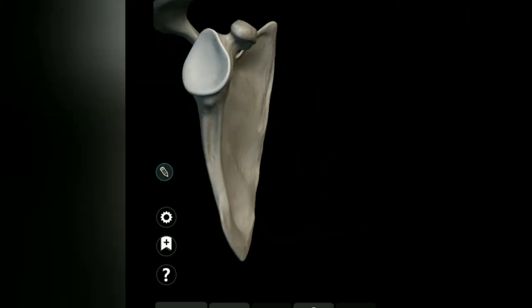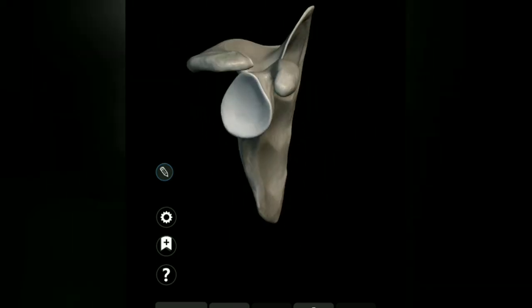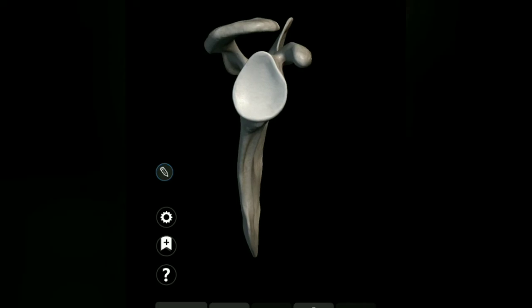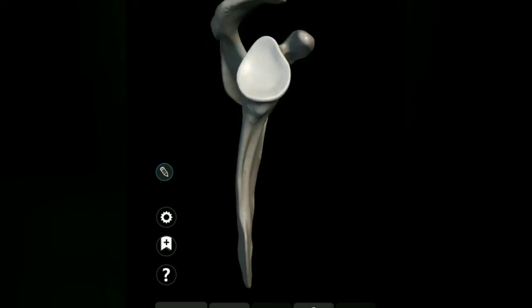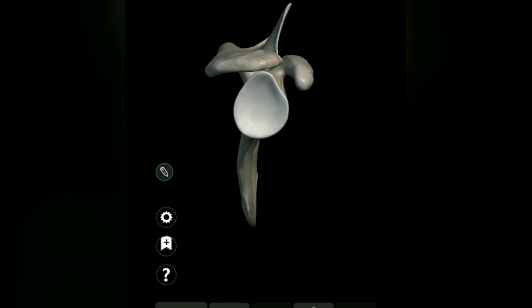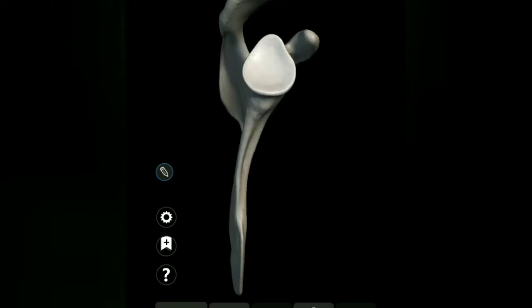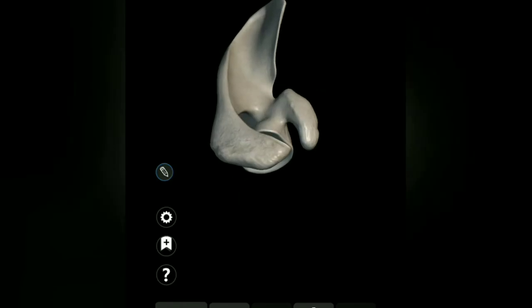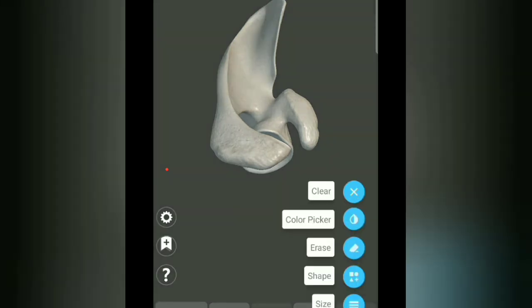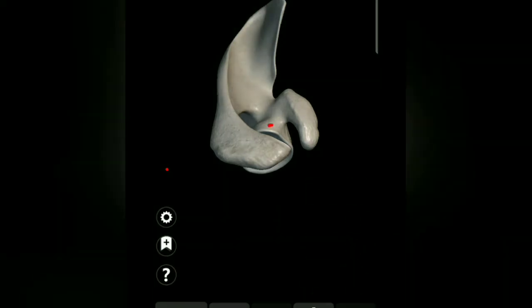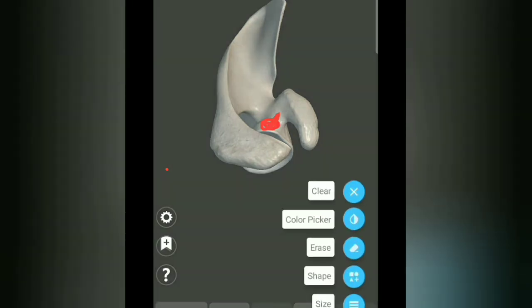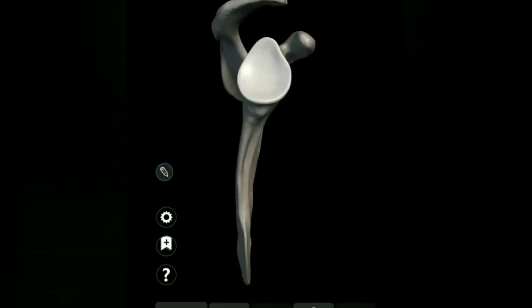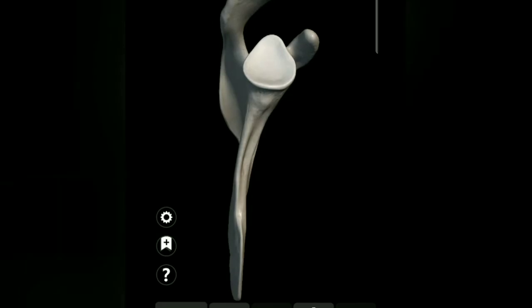So there are two tubercles which are present superiorly and inferiorly to the glenoidal cavity. One is the supraglenoid tubercle, and another one is the infraglenoid tubercle. Let me mark both the tubercles. See, this one is the supraglenoid tubercle, and this one is the infraglenoid tubercle.